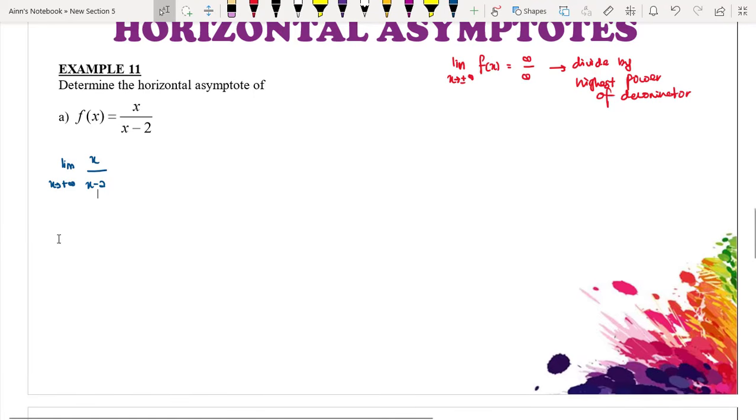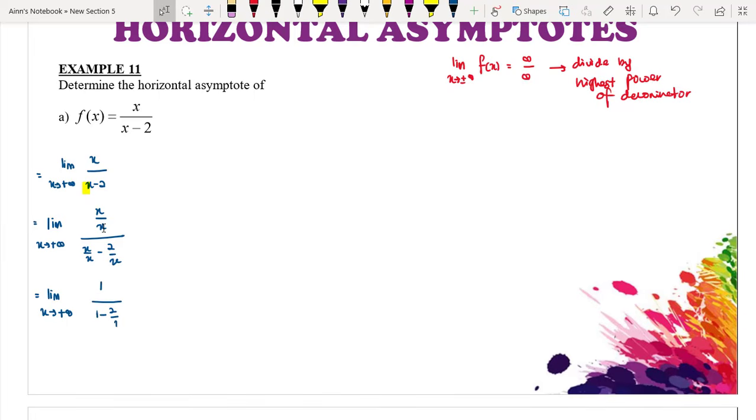The denominator here is x minus 2, so the highest power is x. We divide each term by x. We now have the limit as x approaches positive infinity of x over x over x minus 2 over x. Simplifying, we get the limit as x approaches positive infinity of 1 over 1 minus 2 over x.